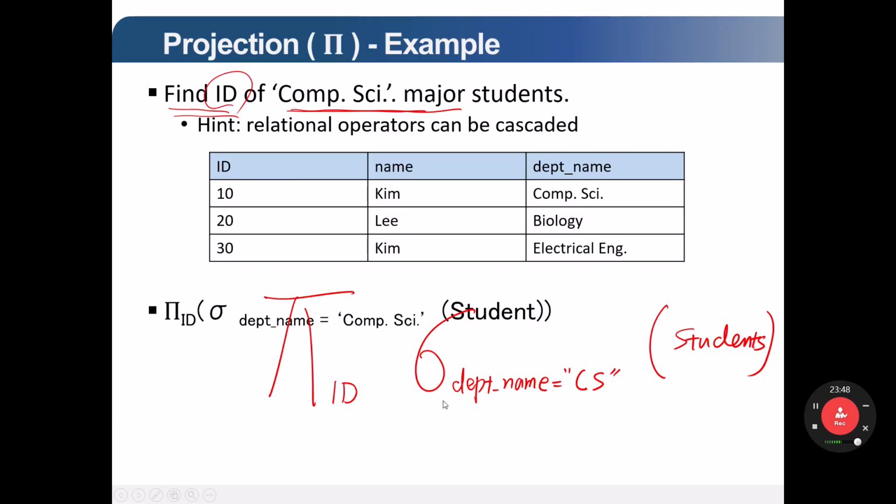Oh, by the way, in my lecture slide, we have parentheses to include this sigma operator, but it is optional. You can eliminate it when it is obvious. You don't need to have these parentheses.